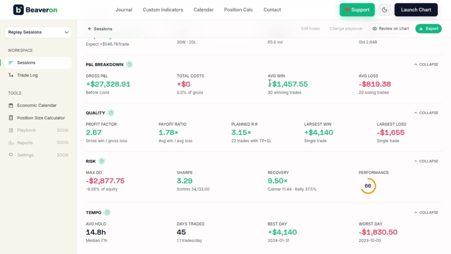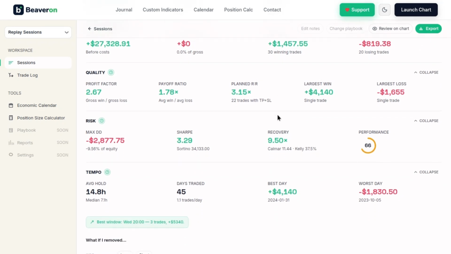Our average win is $1,457.55. Our average loss is $819.38. So our average win is almost double our average loss. And I was using good risk to reward, but you'll see the reasoning why these stats are like this. So our profit factor is 2.67. I think that's pretty decent. Our payoff ratio is 1.78. So that's our average win compared to our average loss.